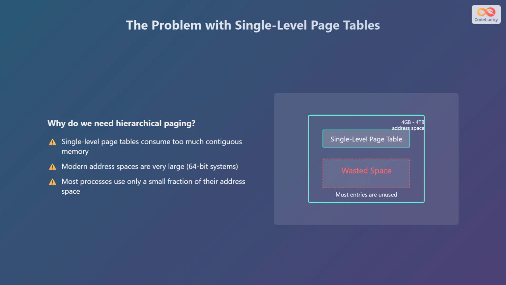Let's understand the problems with single-level page tables. Single-level page tables consume a large amount of contiguous memory, which becomes a problem in modern systems. Modern address spaces are very large. For example, 64-bit systems can address a huge amount of memory. However, most processes only use a small fraction of their address space, leading to a lot of wasted memory when using single-level page tables. As you can see in the diagram, single-level page tables lead to wasted space because most entries are unused, requiring large address space, for example, 4 gigabytes to 4 terabytes.